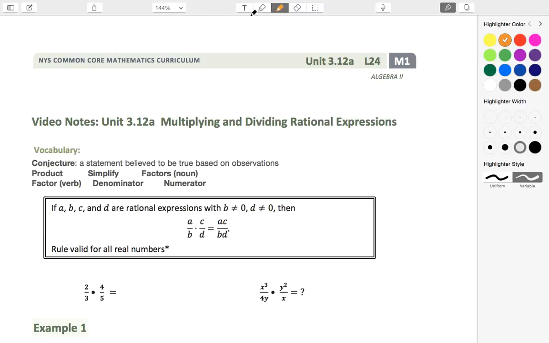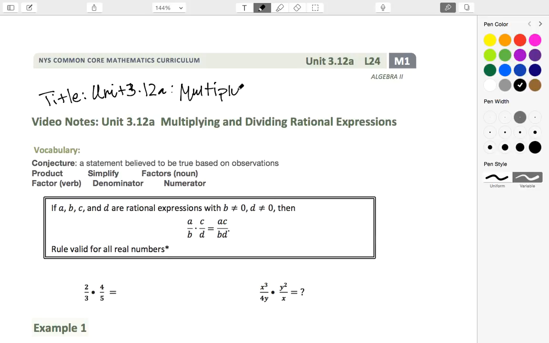Okay, hello. We are going to talk about, in this video, multiplying and dividing rational expressions. This is part one of two videos, and for your title, you are going to say this is for unit 3.12a, and we are multiplying rational expressions. Okay, multiplying rational expressions.